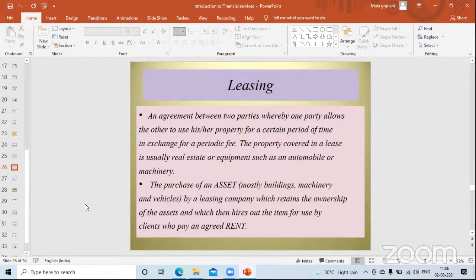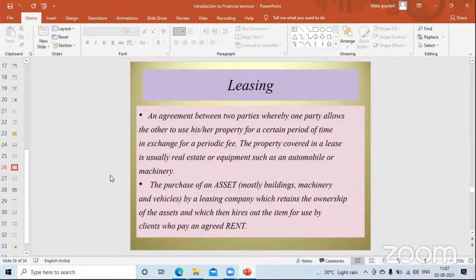मतलब आपकी प्रॉपर्टी है वो, लेकिन आप उसको सामने वाली कंपनी को यूज करने के लिए कुछ टाइम पीरियड के लिए दे रहे हैं, and against that you are charging a prescribed fee which is known as lease, that is rent. The property covered in a lease is usually real estate. रियल एस्टेट की प्रॉपर्टीज होती है जैसे लैंड एंड बिल्डिंग, प्लांट एंड मशीनरी और इक्विपमेंट्स such as automobile और मशीनरी.